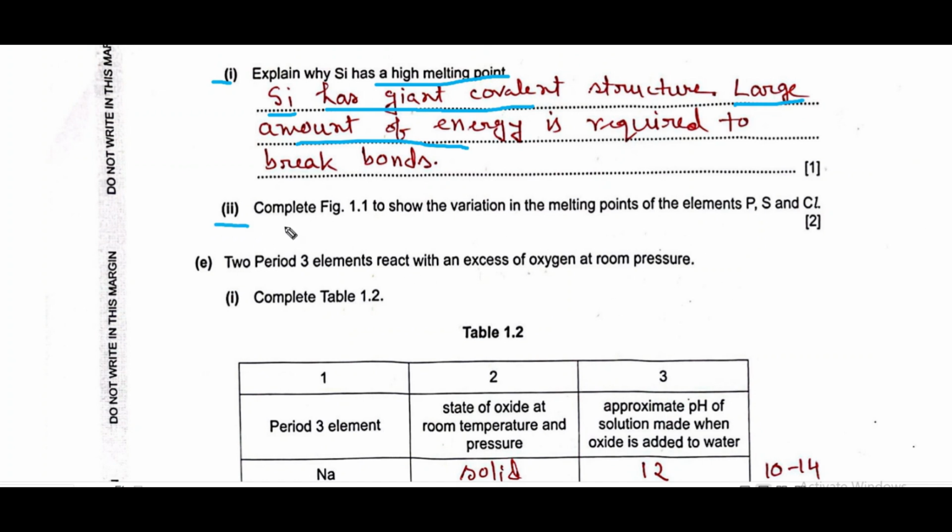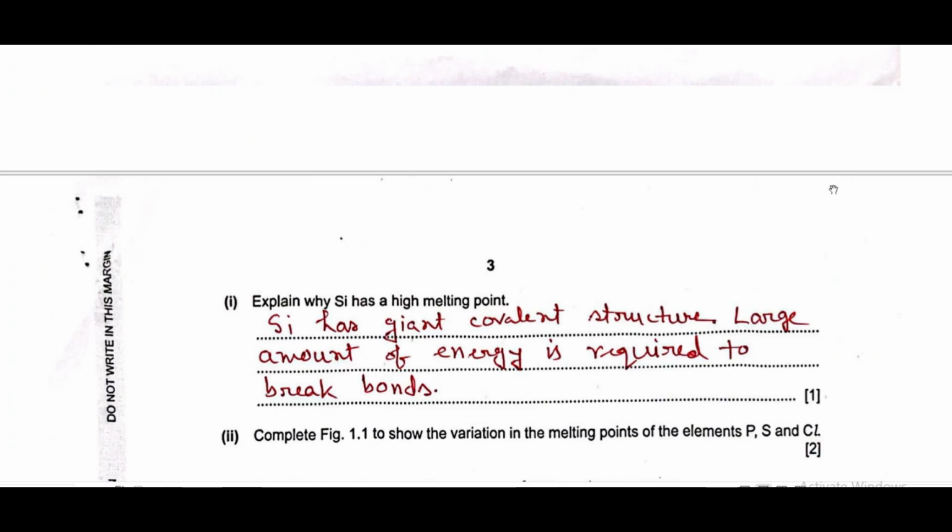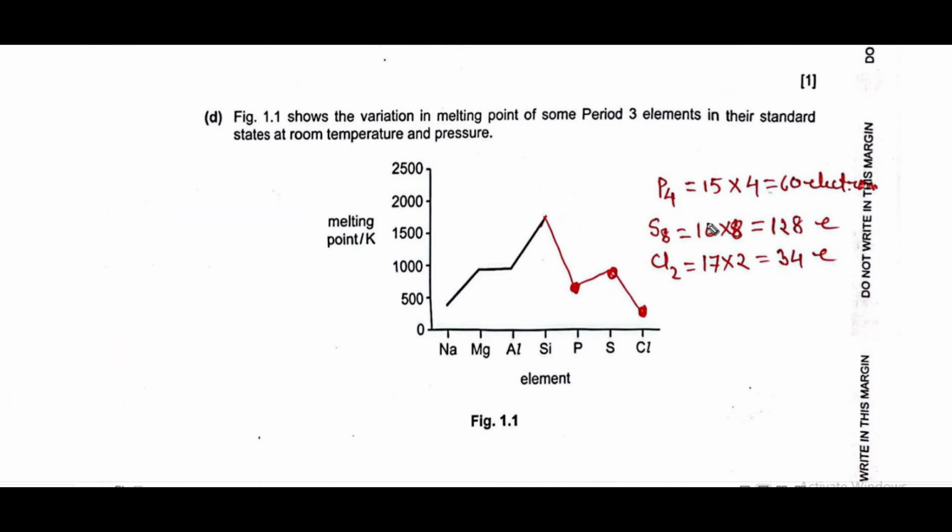Now number 2, complete figure 1.1 to show the variation in the melting point of the elements phosphorus, sulfur and chlorine. You see sulfur has 128 electrons, phosphorus has 60 electrons, chlorine has 34 electrons. So sulfur has the highest melting point, then phosphorus and chlorine.